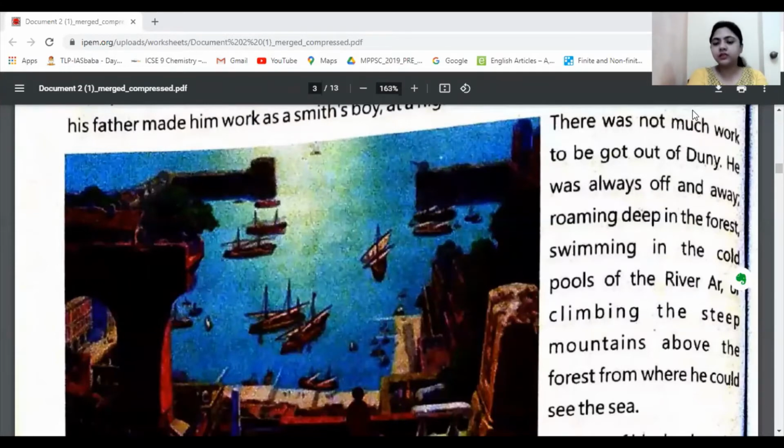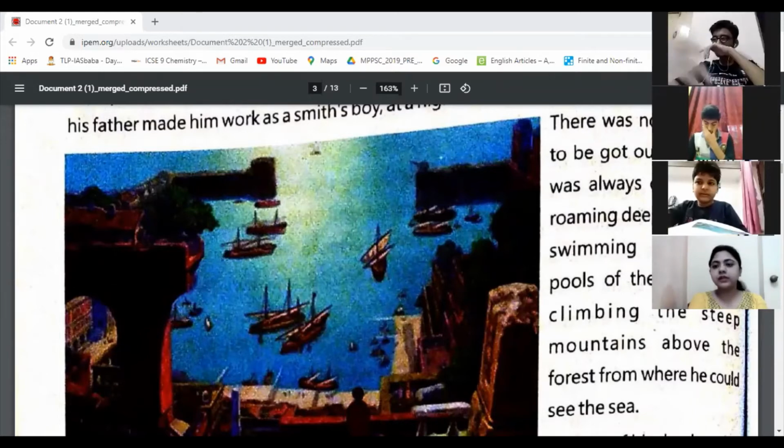What are the three places which are mentioned? One is roaming deep in the forest, or swimming in the cold water of the river R, or climbing the steep mountain. Okay, so that he becomes out of reach.